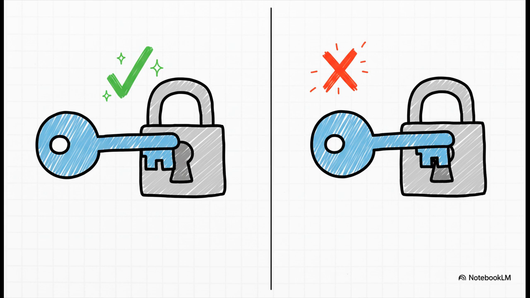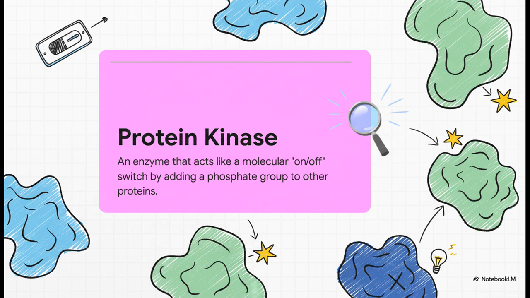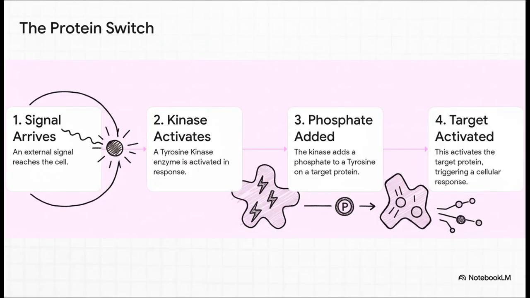It defines what the protein does, which means even a tiny little change to a protein structure can have a massive, massive impact on its job. So let's look at a key player in this whole system, the protein kinase. It's an enzyme, which just means it's a protein that speeds up reactions. And its main job? To act like a molecular on-off switch for other proteins. It flips that switch by sticking a little chemical tag called a phosphate group onto another protein, which can turn it on or off. So you can see how it works here.